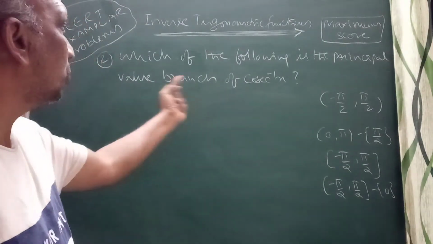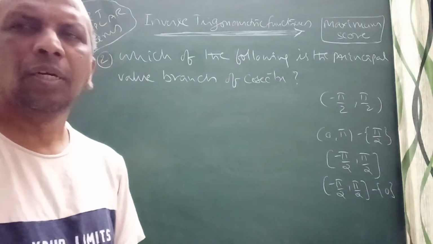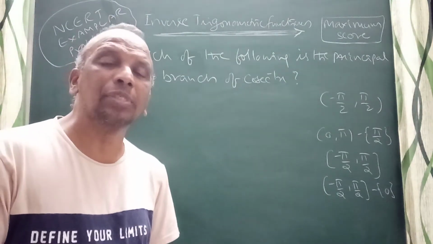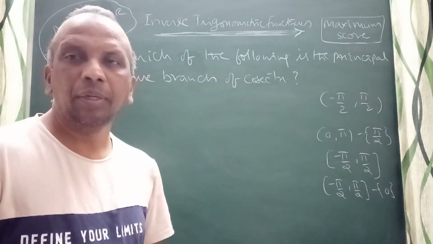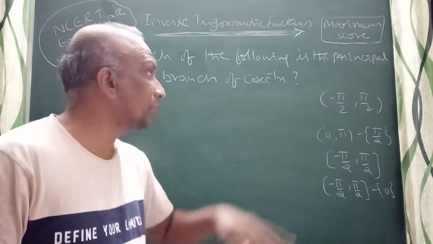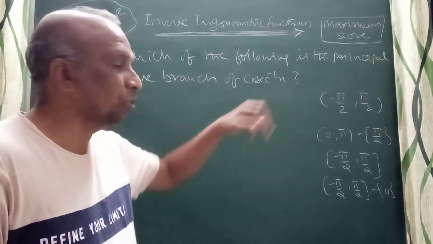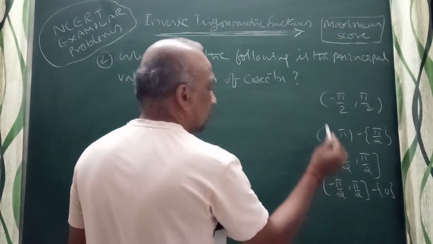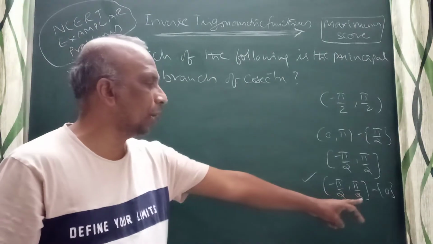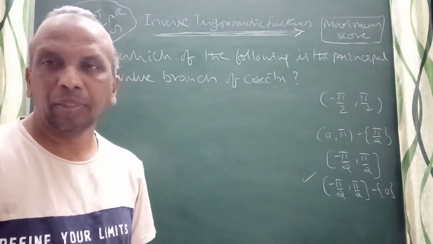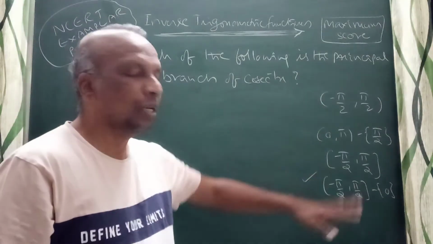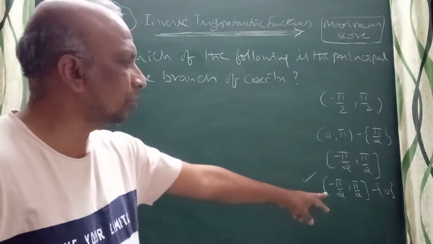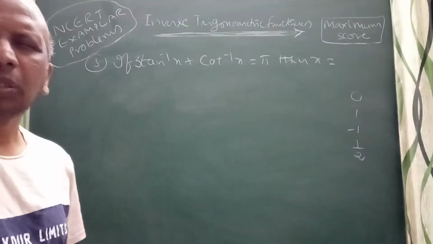When they are asking the principal value branch of cosecant inverse x, remember the principal value of sin inverse x. Sin inverse x will be in the first and fourth quadrant, between minus pi by 2 to pi by 2. But cosecant inverse x is not defined at x equal to 0, right? So the principal value branch of cosecant inverse x is the closed interval minus pi by 2 comma pi by 2 except 0. We can't define that. If it is sin inverse x, we consider the closed interval minus pi by 2 comma pi by 2. So the principal value branch of cosecant inverse x is this. So this was a simple problem.